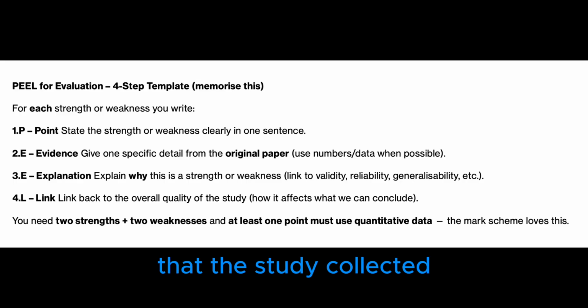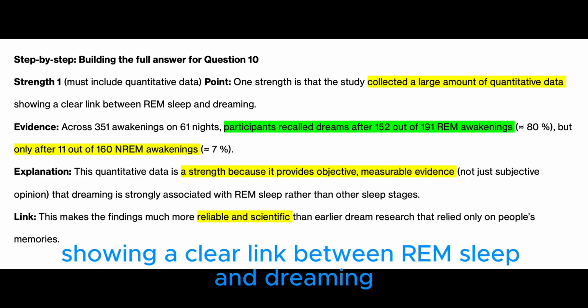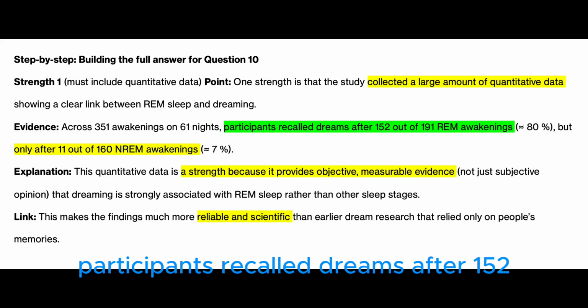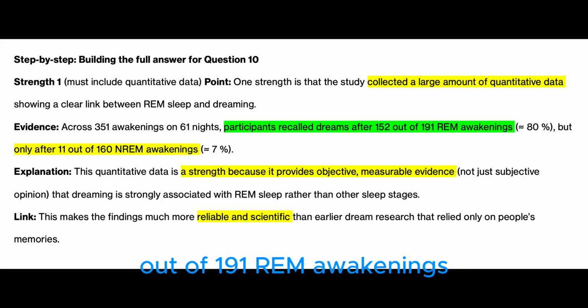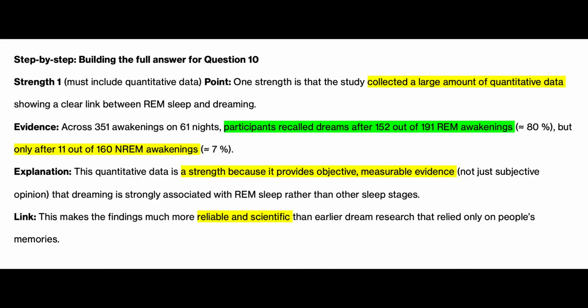Strength 1 is that the study collected a large amount of quantitative data showing a clear link between REM sleep and dreaming. Across 351 awakenings on 61 nights, participants recalled dreams after 152 out of 191 REM awakenings, about 80%, but only after 11 out of 160 NREM awakenings, about 7%.